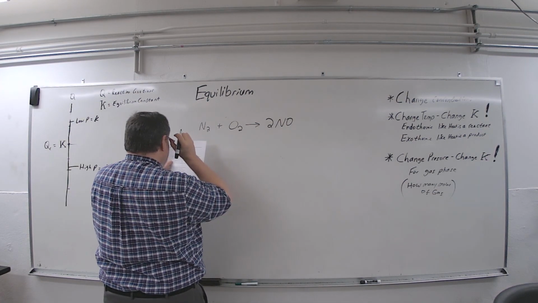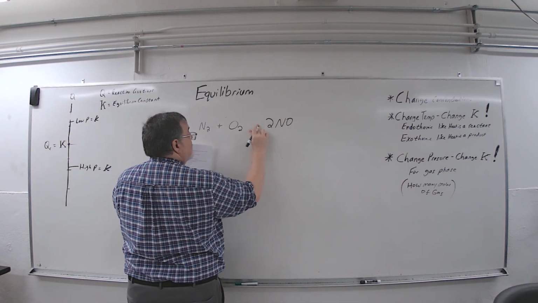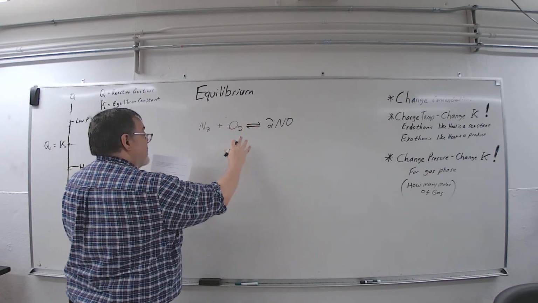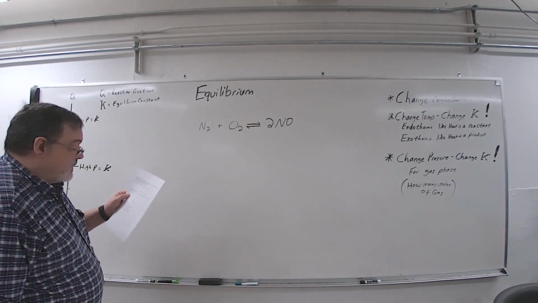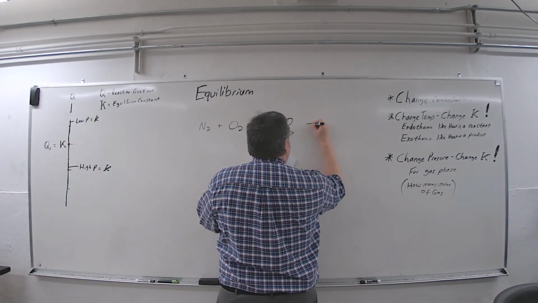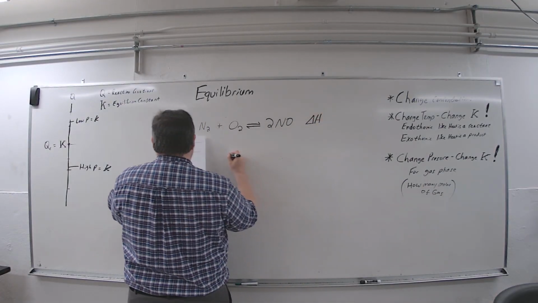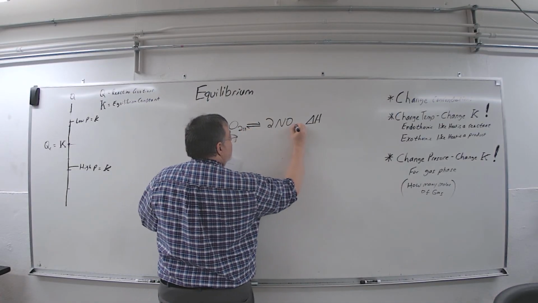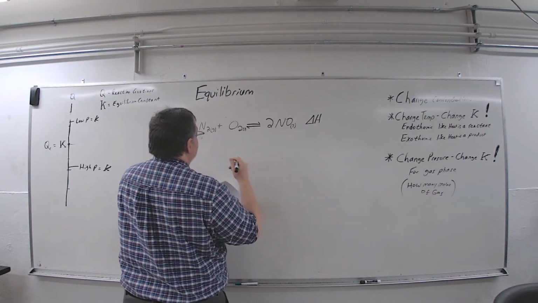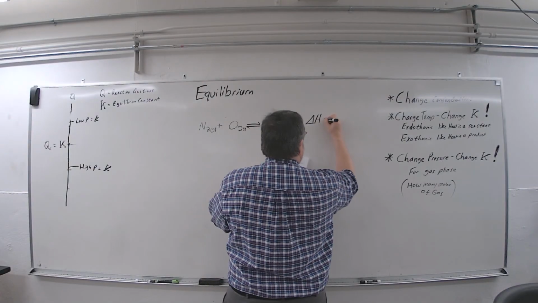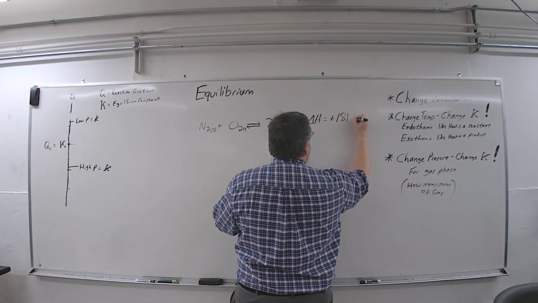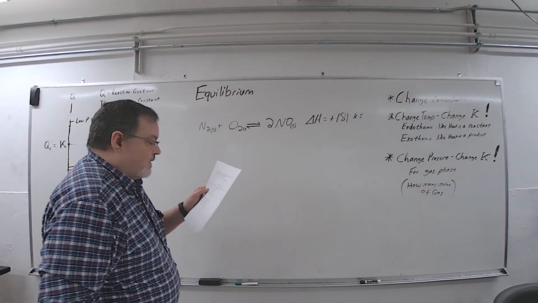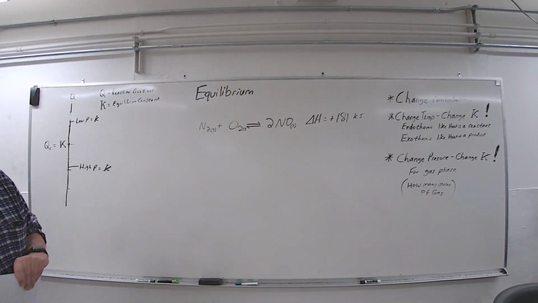There's a different reaction. This one. It's an equilibrium. So the double arrow tells you it's an equilibrium. These do happen to all be gases. Gas, gas. All right. Delta H here is positive 181 kilojoules.